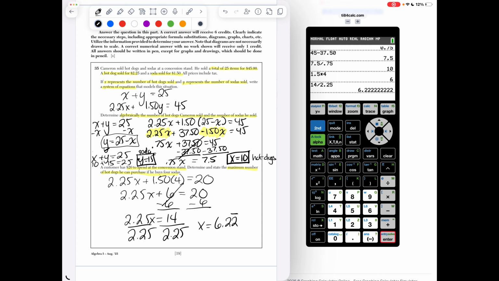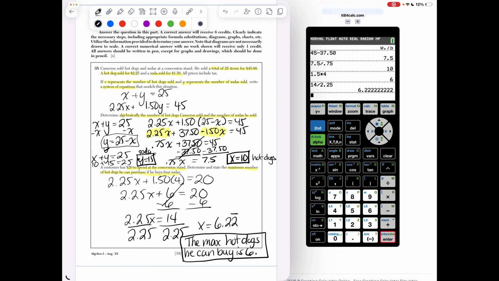So I need to be able to say that. The max hot dogs he can buy is 6. And I like to close that off so we can see. We can't buy 6 and a part hot dogs, but we can buy 6 full hot dogs. And that's it. That's our last problem on this exam. This was all from August. So check and see if you had all these different parts.